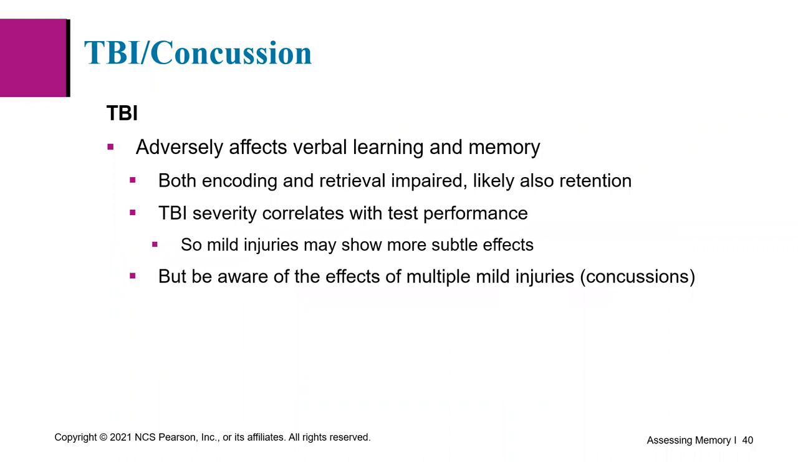Another area I always question for is prior traumatic brain injuries, including concussions. TBI has a well-known detrimental effect on verbal learning and memory at both the encoding and retrieval stages. The more severe the injury, typically the more severe the cognitive effects. But minor brain injuries may have been ignored in terms of their effects on memory or on academic performance in general. In particular, multiple mild injuries, which young adults may have incurred playing contact sports, can have troubling cumulative effects.